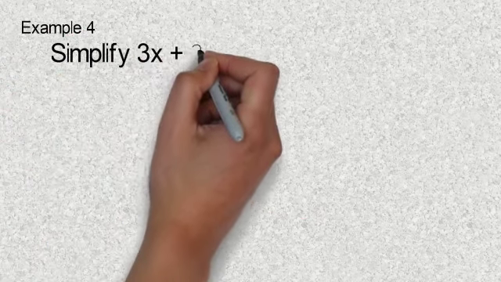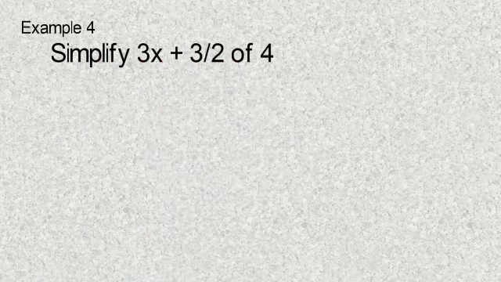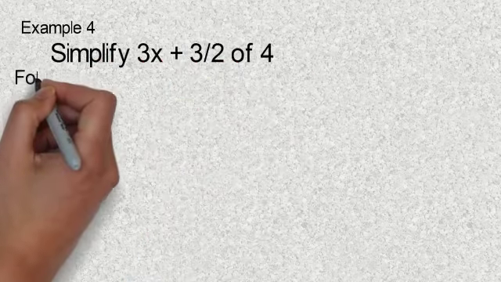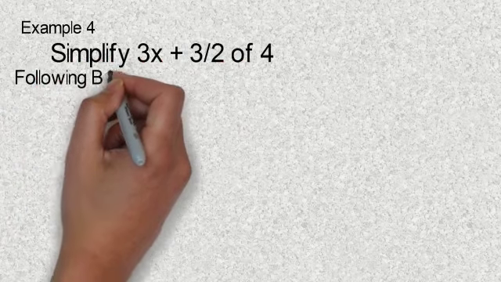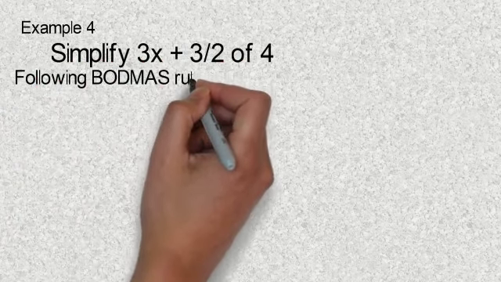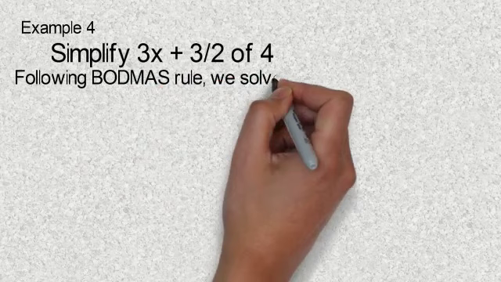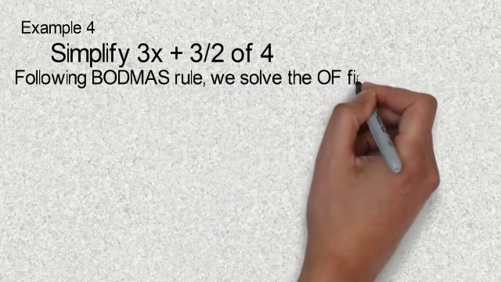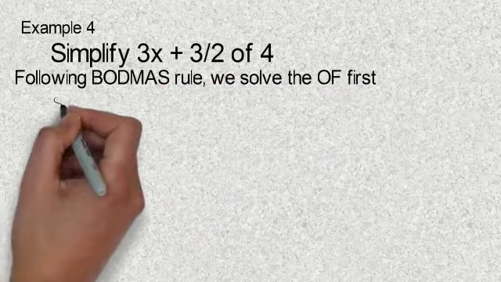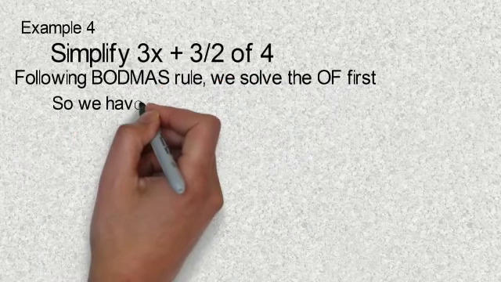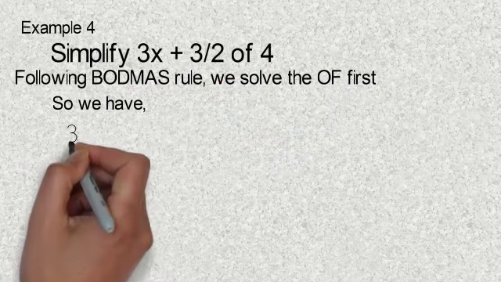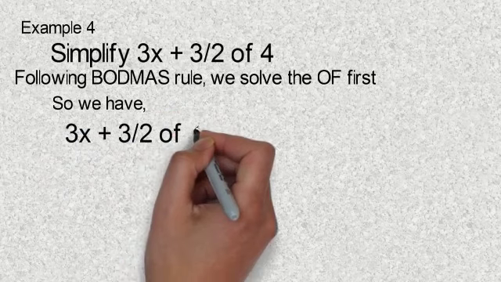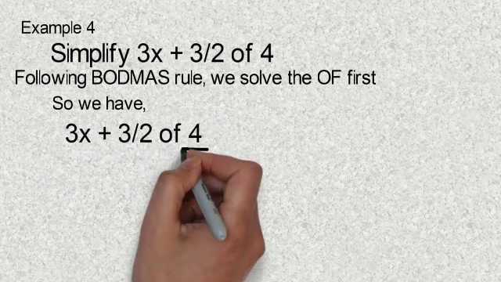Example 4 says simplify 3x plus 3 over 2 of 4. So here, BODMAS, we have bracket of, so we solve of first. So following the BODMAS rule, we solve the of first. So we have 3x plus 3 over 2 of 4. So what is 3 over 2 of 4? It means 3 over 2 times 4.